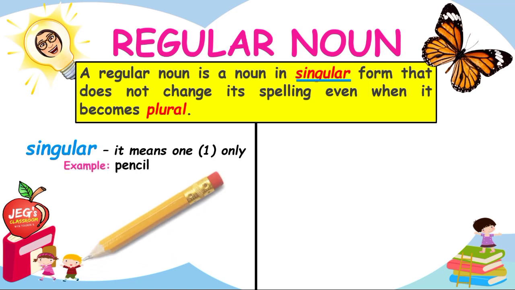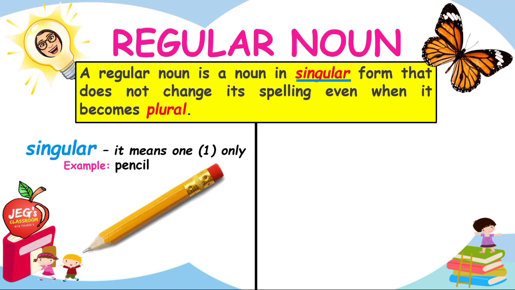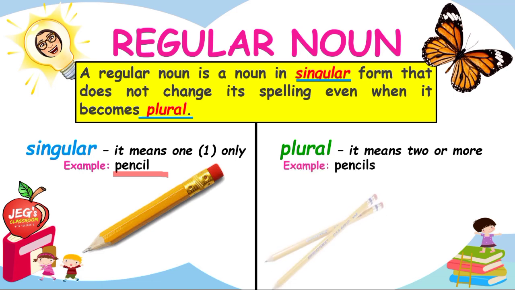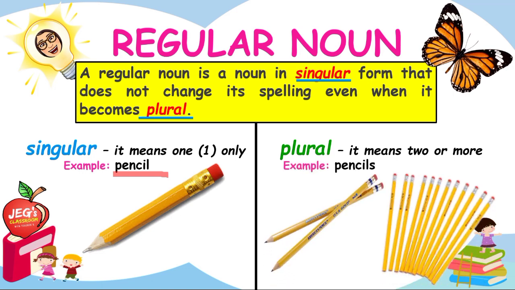Look at the picture below. How many pencils do you see? There's only one pencil, right? The word pencil is a noun which is singular. Now, how about the meaning of the word plural? Plural means two or more. As you can see here, we have two or more pencils. The word pencils is a noun in plural form, which means there are many pencils.